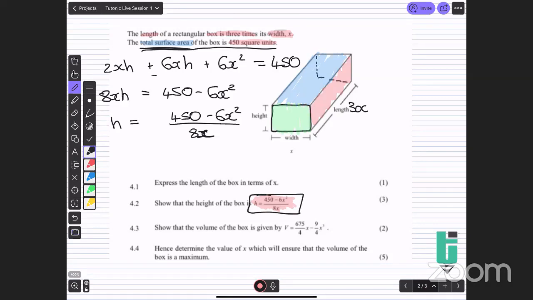Now it says, show that the volume of the box is that. What's the volume? What's the equation for the volume of the box?